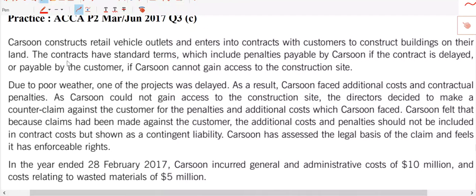Carsoon seems like us. Construct retail vehicle outlet. So these are buildings. So our main business is to construct buildings and then to sell the buildings. Enters into contract with customer to construct building on their land. Okay, this one I got something to say.